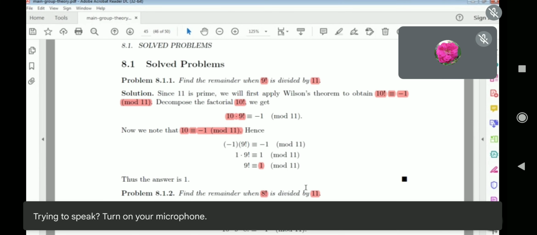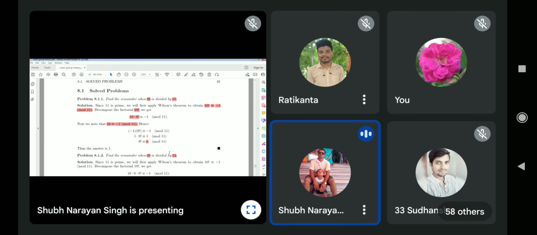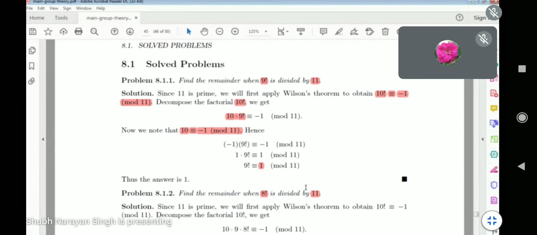5, sir. Yeah, 5. Correct? 5. Okay. I think your answer is correct, and we'll get the same answer, 5, by using Wilson's theorem. So because here P is equal to 11, I choose P equal to 11. So Wilson's theorem says that 11 will divide 11 minus 1 factorial plus 1.